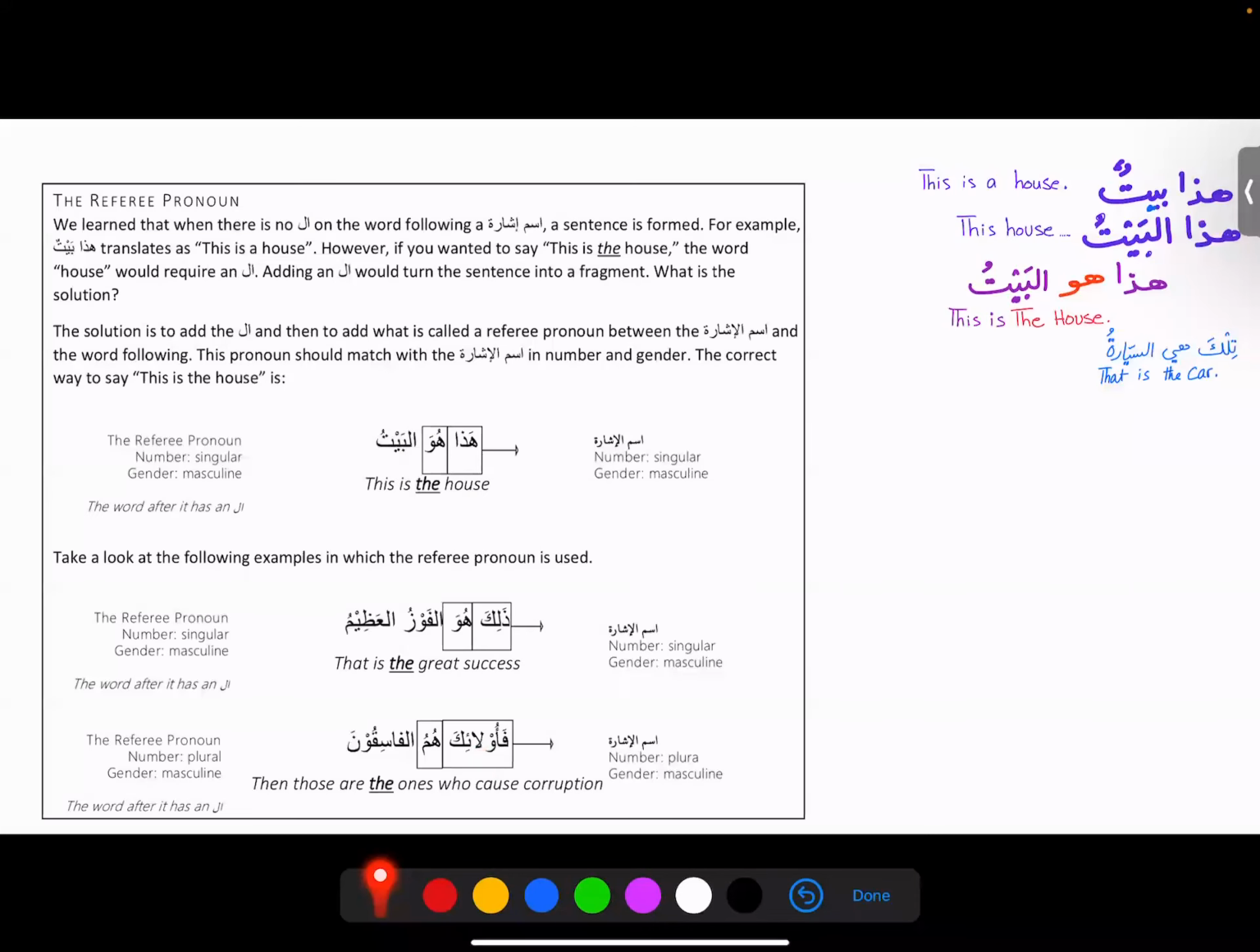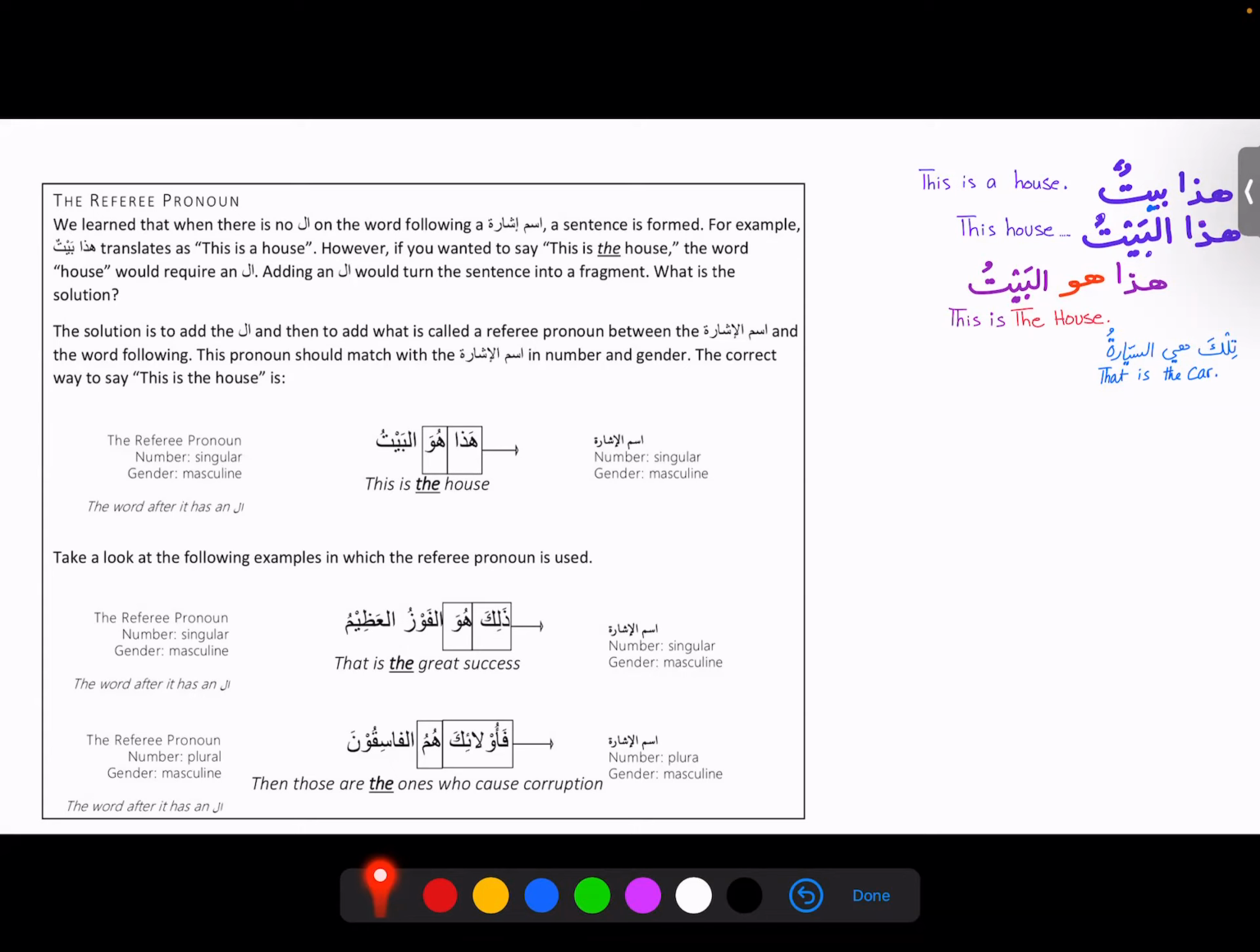Yes, alhamdulillah. Why are we bringing the referee pronoun? Who can explain? Because it's a fragment, right? When I create a fragment, this is still a fragment. When I say this is the great success, no, actually it is making a sentence now. To emphasize and point exactly what we are referring to, to make it precise and to make it emphatic.